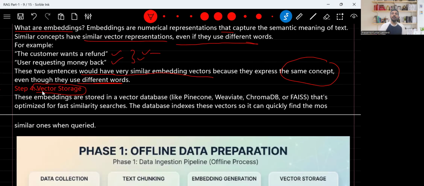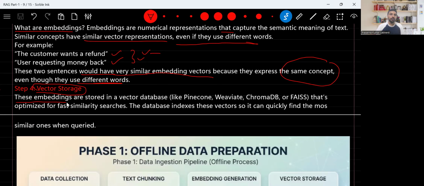Next, finally, vector storage. This is all happening offline before your query context is compared with the vector database. Before searching, you should have the database. If you don't have the database, where will you search? So you have to keep the database. So how are we preparing the database? This is the way of preparing the database.